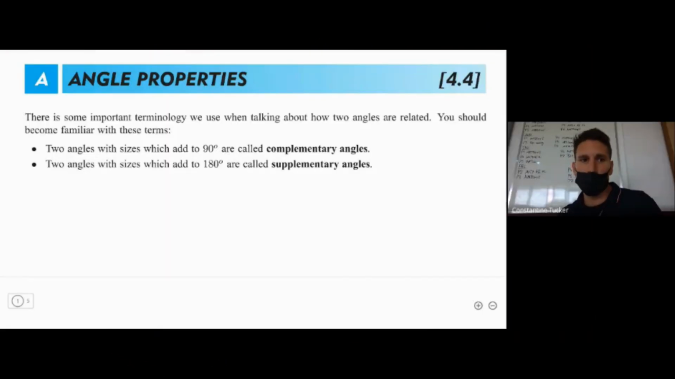Yeah, starting my recording, and today we're talking about angle properties. So basically, we're going to be looking at a paragraph where we're looking for missing angles, but we need to know some facts before we do that.